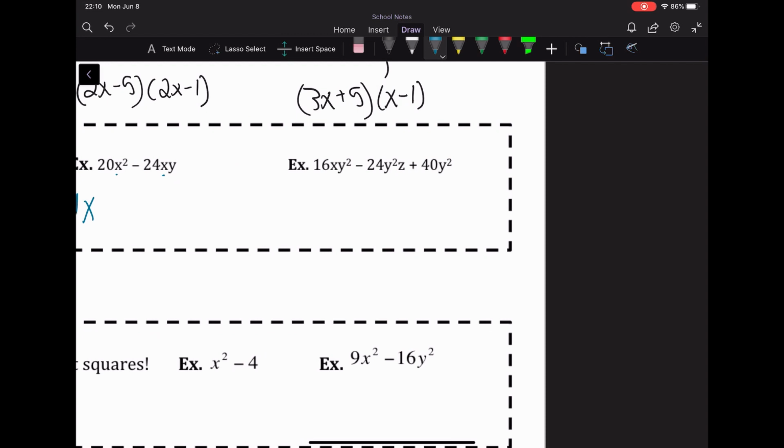Next one, we got a little bit more going on. In this case, we have 16, negative 24, and 40. Greatest that we could take out of this is going to be 8. And now we got to look at our variables attached to everything. So we have an x here. We do not have it attached to the other one, so we cannot include it. We have a y squared here, y squared here, and y squared here, so we could put that there. And we only have a z on the middle term, so that's it for that one. And so our GCF here is going to be 8y squared.